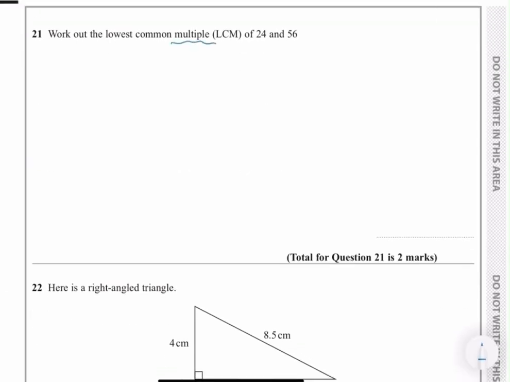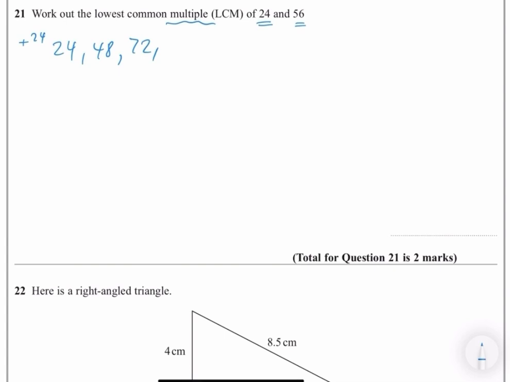Question 21, work out the common multiple. Don't mistake it with the factors. For multiples, you just keep adding the same number to get multiples, like I do, adding 24 every time to 24 to get multiples of 24. Just write a few numbers. You might have to carry on more later, but just write a few like this.